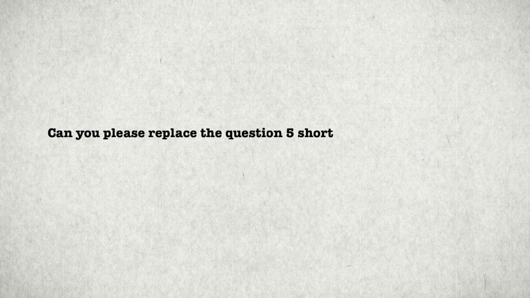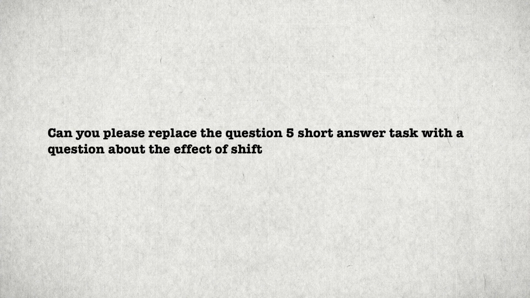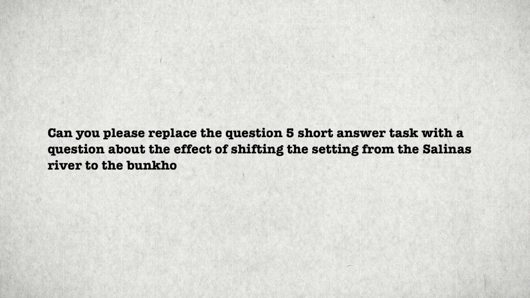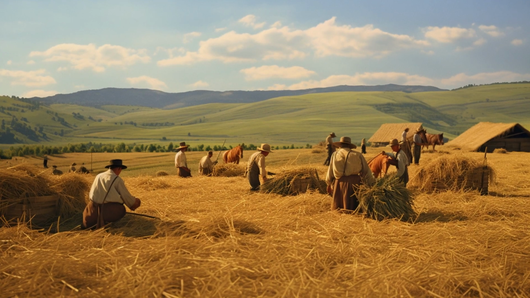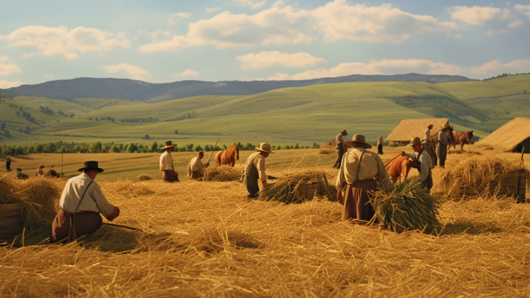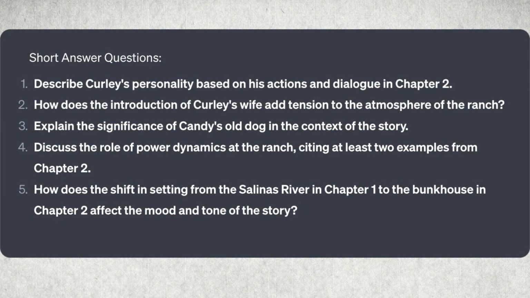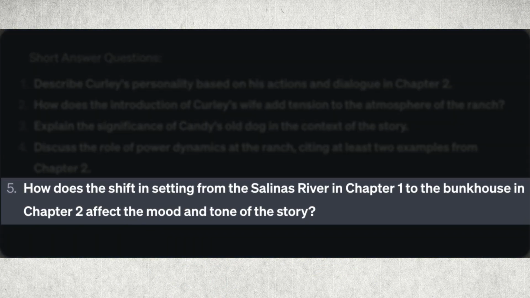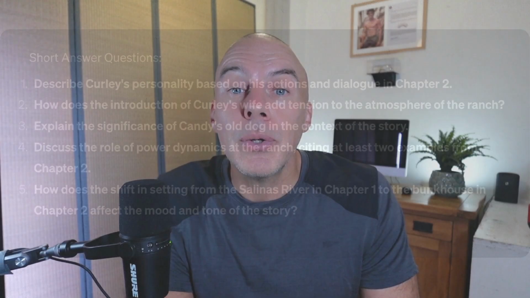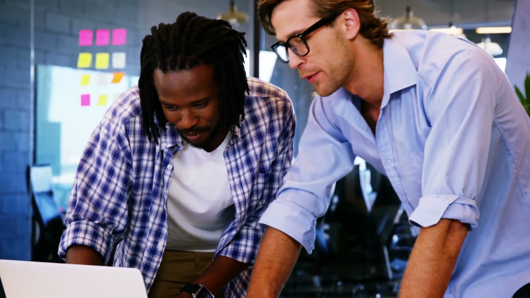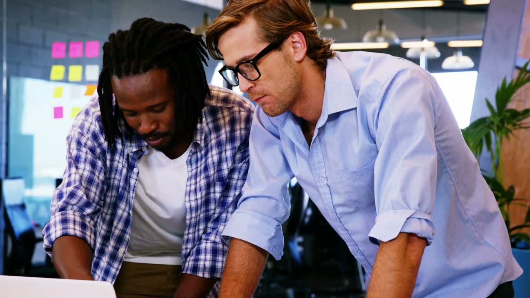So I've used the follow-up prompt. Can you please replace the question 5 short answer task with a question about the effect of shifting the setting from the Salinas River to the bunkhouse, which is actually something I think is far more important in studying Chapter 2 of the novel. And in response, ChatGPT has generated something that I think is much more fit for purpose. How does the shift in setting from the Salinas River in Chapter 1 to the bunkhouse in Chapter 2 affect the mood and tone of the story? So you can treat your interactions with chatbots in the same way that you would any collaborative process with another colleague. Work together until you end up with something you're both happy with.